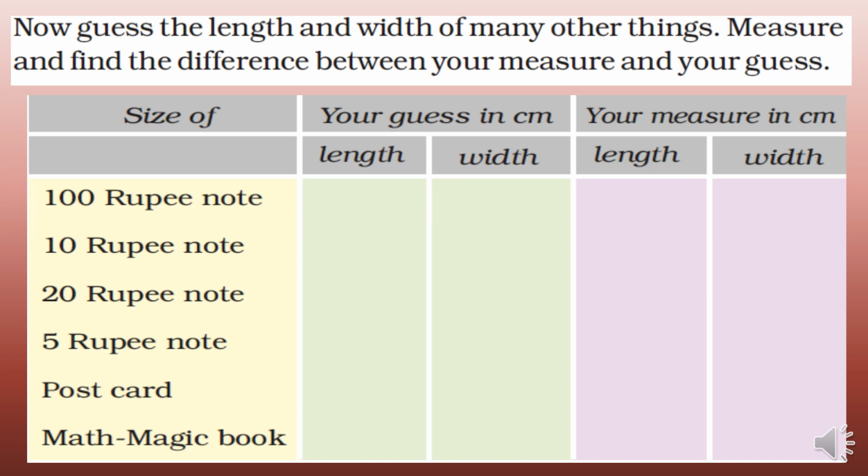You can buy a 50 paise postcard from the post office, and also use your math magic book. You have to first guess and then measure their length and width and see how good your guess is. This you have to do by yourself.